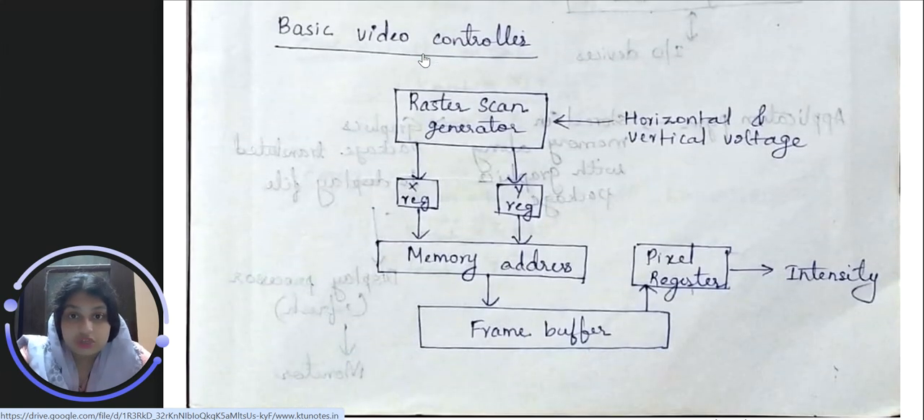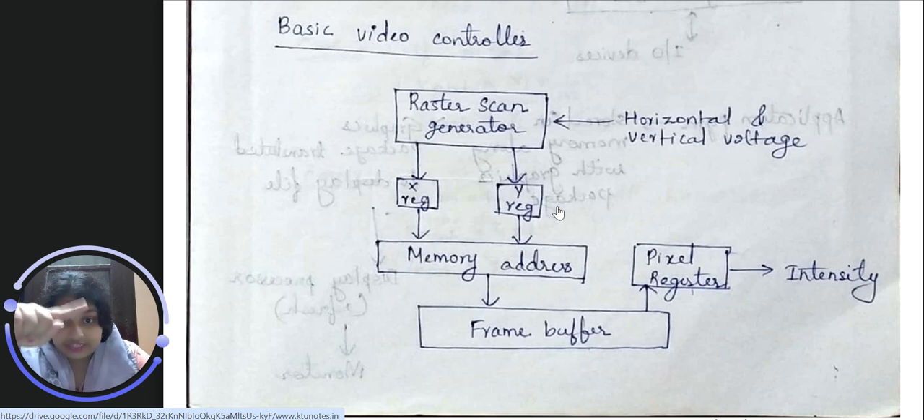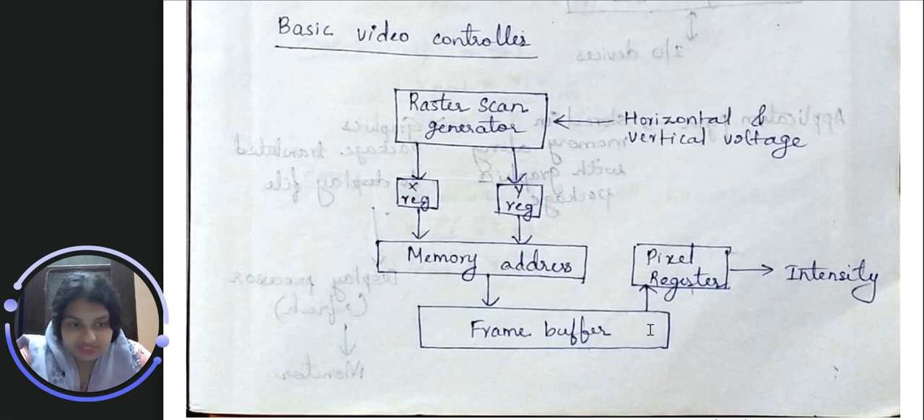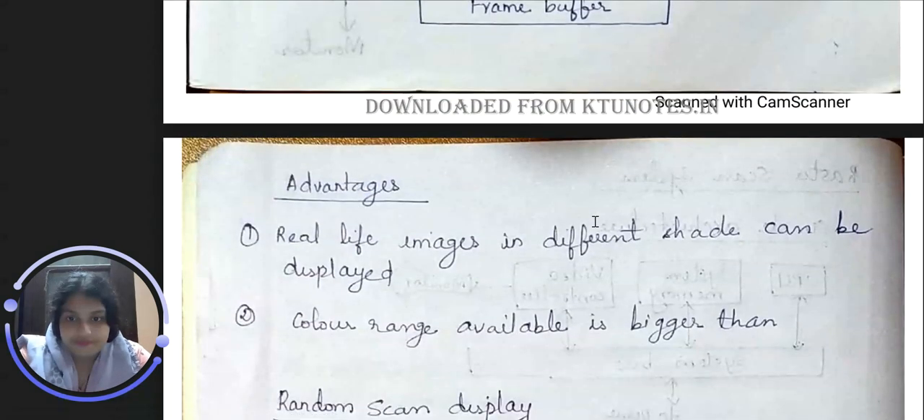Then the basic video controller: we have the frame buffer, the memory address, and registers. The raster scan generator is connected to the X register and Y register. Initially X is set to 0 and Y is set to Y max. Then X will increase, and after that Y will decrease. The X register and Y register are connected to the memory address of the frame buffer. This is connected to the pixel register, which controls the horizontal and vertical voltage and intensity.